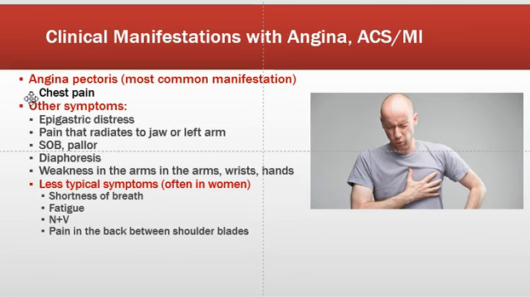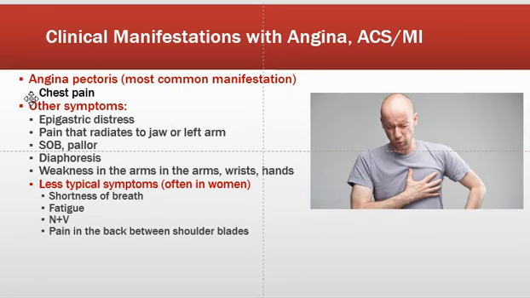And then there's this sort of less typical syndrome. Women often have this. Also, your diabetics or older people may not have the classic chest pain, shortness of breath, and pain up the arm and all that. They may be short of breath and fatigued with activity. They may have some nausea and vomiting and a little discomfort between their shoulder blades, and that's it. So we need to be looking for that.